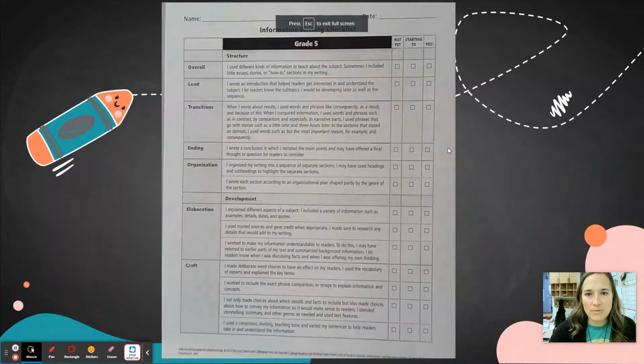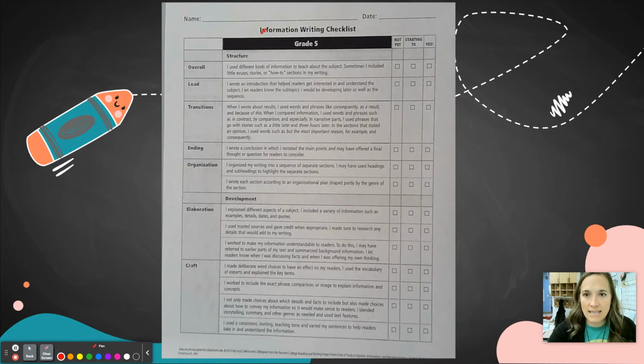You're going to look at this rubric. Your rubric is going to look like this. It's very similar to the narrative writing checklist, except this time it says information writing checklist. So you're looking for a few different things. I use different kinds of information to teach about a subject. Sometimes I included little essays or stories or how-to sections. So the stories would be like a narrative beginning. And I think when it's saying these things, you're talking about having those topics.